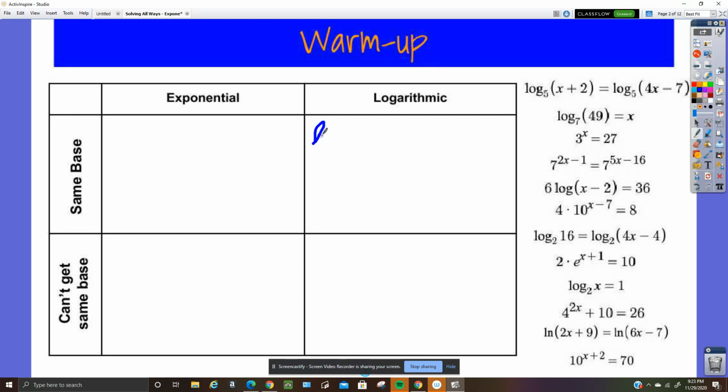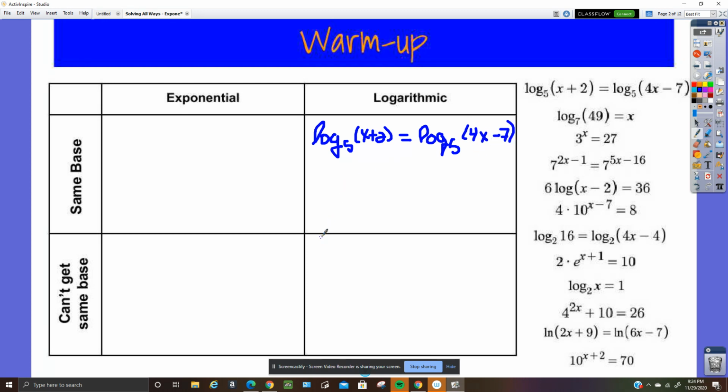So the first one goes here. They both have the same base of 5, so log base 5 of x plus 2 equals log base 5 of 4x minus 7.